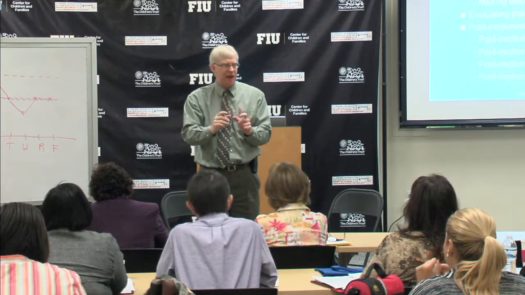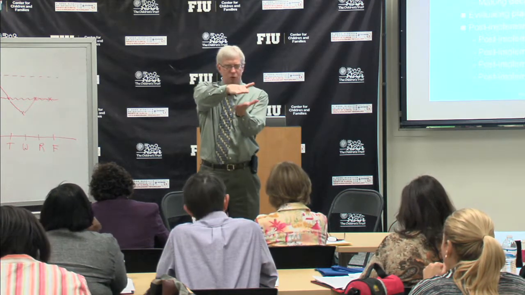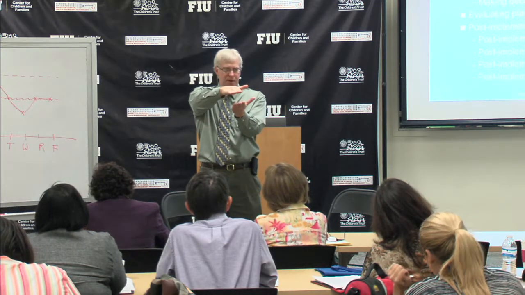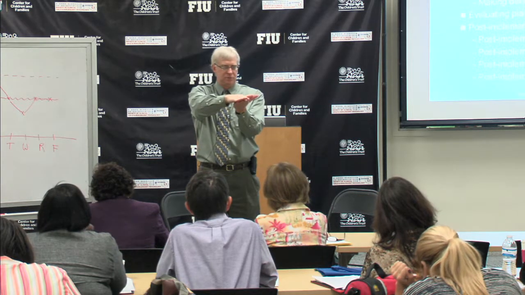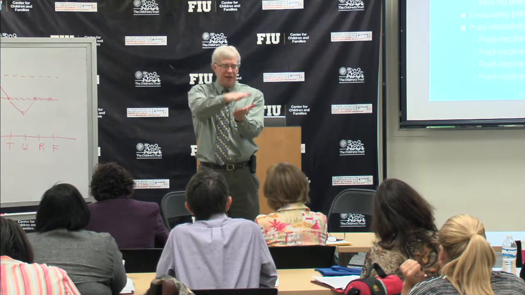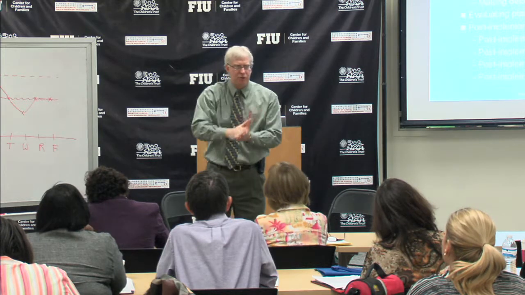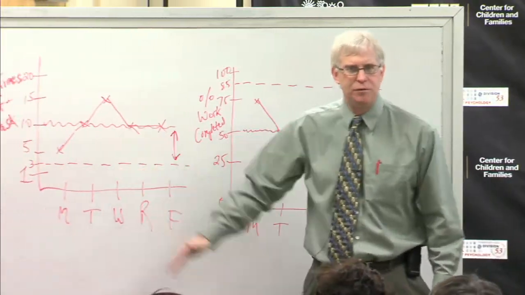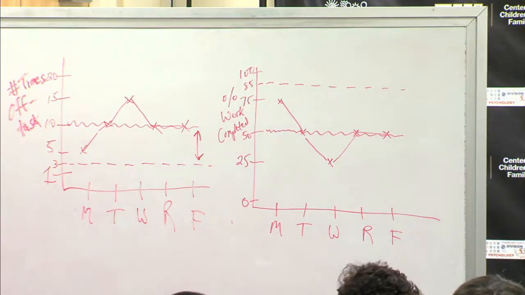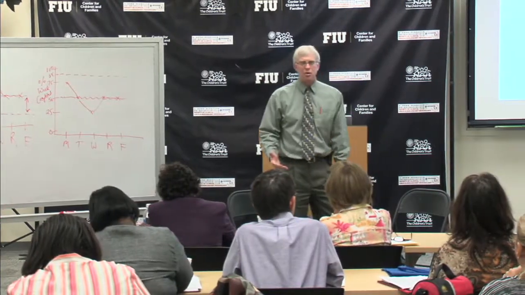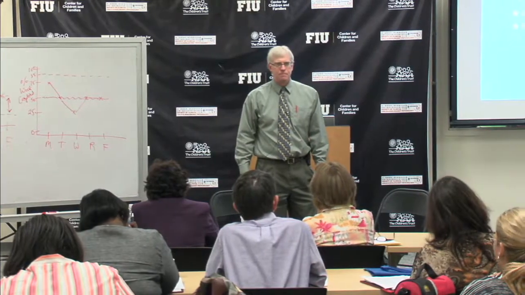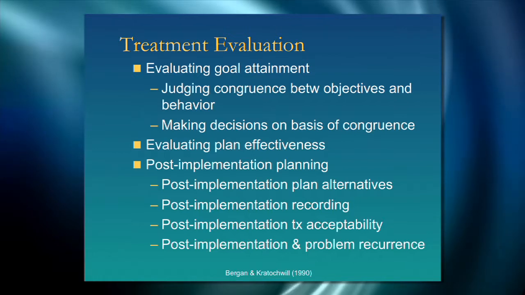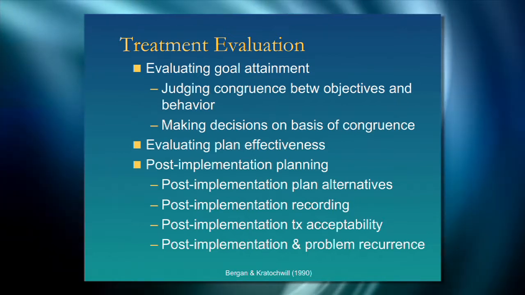The problem is the gap. And so are we getting more congruence between where we want the behavior to be and where it is? In other words, we're lessening that gap. And so we would look at the data to determine whether that's happening. Are we moving the behavior down closer to congruence with our goal? And then also, we're looking at, has the plan been effective?